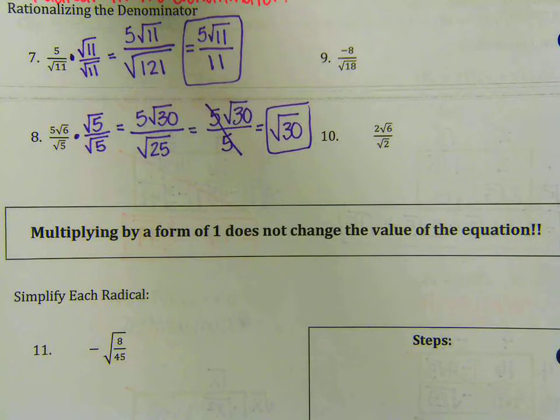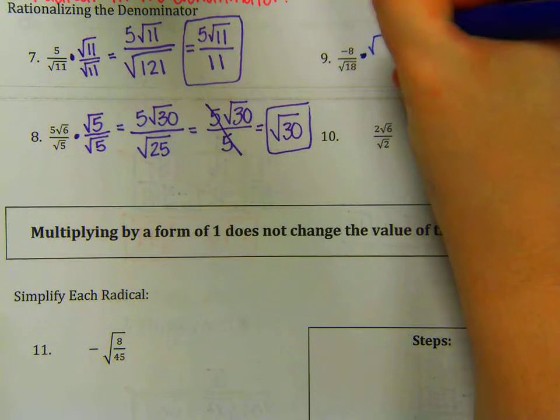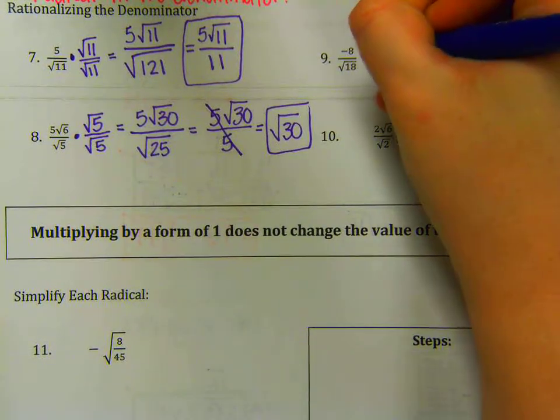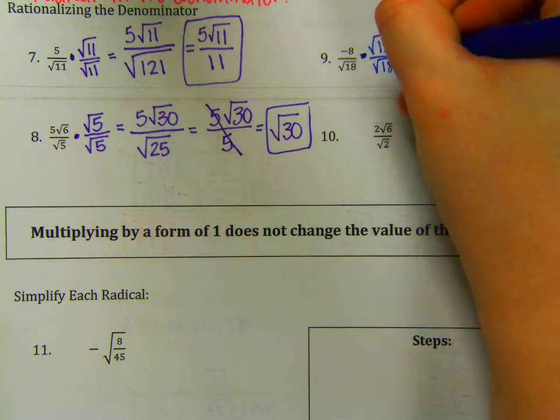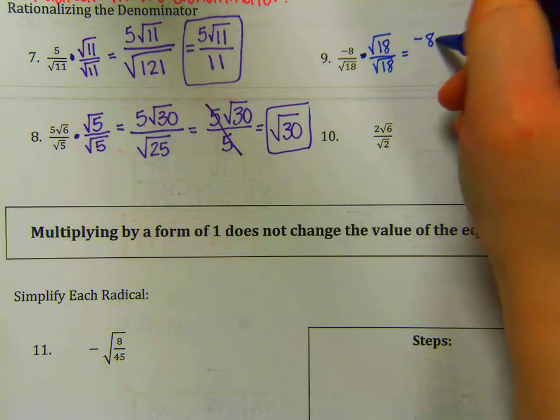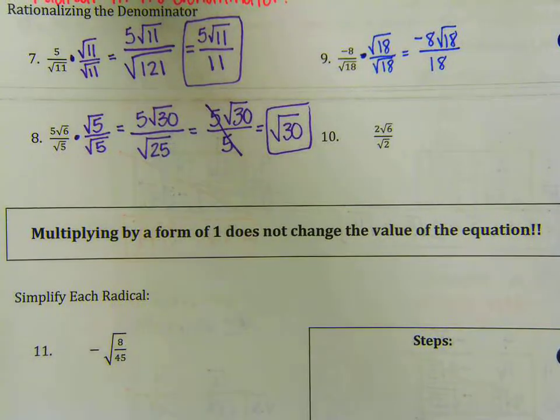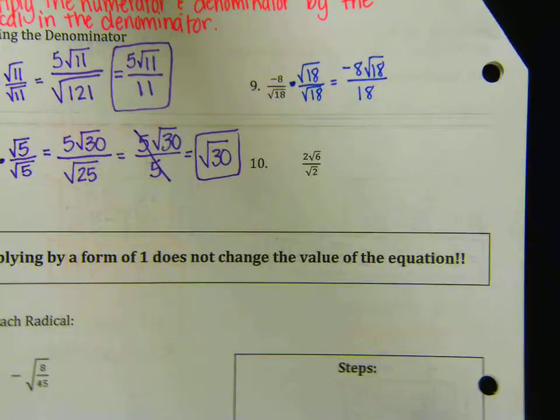All right, so for number 9, I'm multiplying by square root of 18 over the square root of 18. You'll get negative 8 square root of 18 over the square root of 3, which is just 18. Now I had some questions. Guys, listen up. I have questions about where you go from that step. There's a couple of things you can do, but you need to decide on one of them.